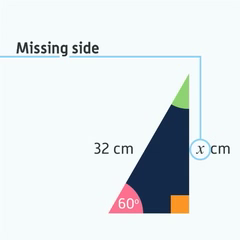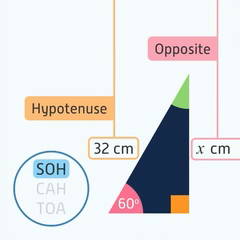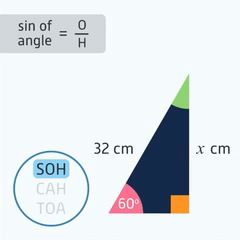Let's try to find a missing side now. Here we are given the hypotenuse, and we can see that the side we are looking for is opposite the angle. As we know O and H, we use sine. As before, write out the equation. Sine of the angle equals O over H. Substitute in what you know.